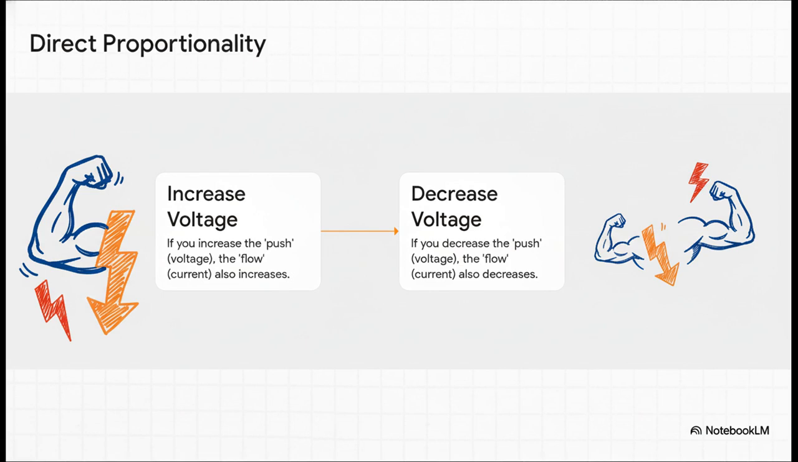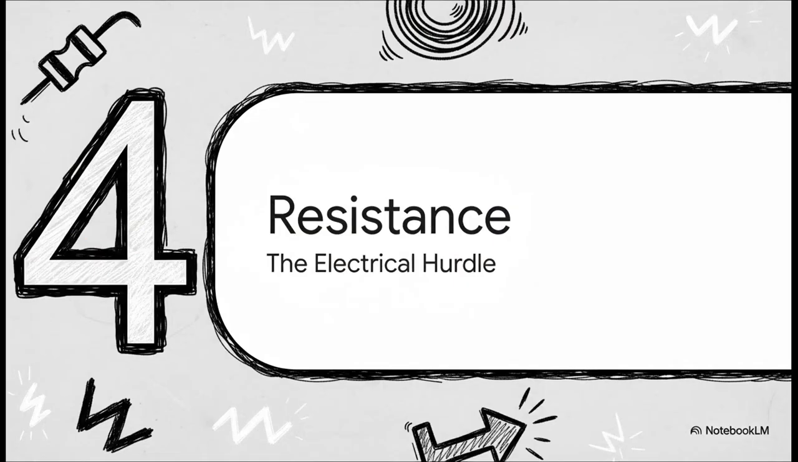You crank up the voltage, the push, and the current, the flow, goes up right along with it. You turn the voltage down, and the current goes down too. It's a super predictable one-to-one thing. But wait a second. What stops the current from just flowing like crazy? If we keep turning up the voltage, why doesn't the current just shoot up to infinity? Well, that's where our next critical piece of the puzzle comes in: resistance.